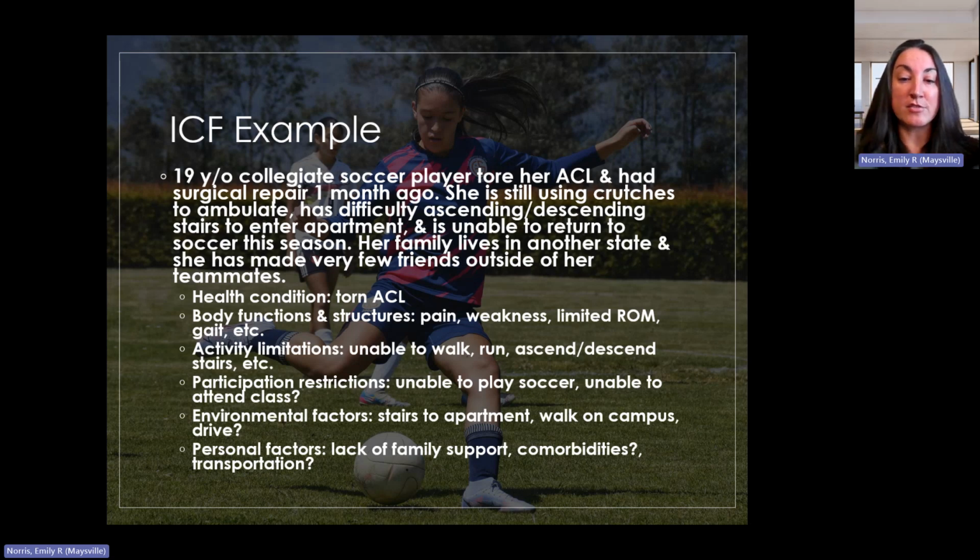For the environmental factors, the stairs going into the apartment, the long walks on campus, maybe the drive to campus, all those we need to consider. And then personal factors, of course, lack of family or caregiver support. Maybe she has some type of comorbidities. Maybe there are some transportation issues. So looking at her as a whole person and determining how can we help her best, whether it's just helping her decide how can I get to therapy or helping her figure out how to use the crutches, so that we're not only treating a knee, we're treating a patient, a real patient that has more than one thing going on.